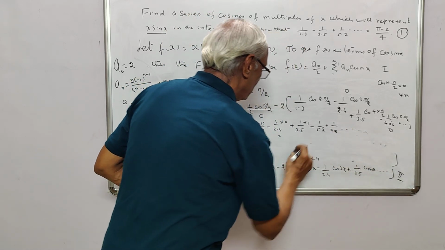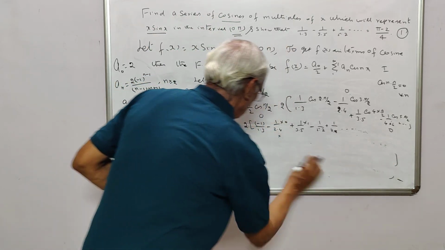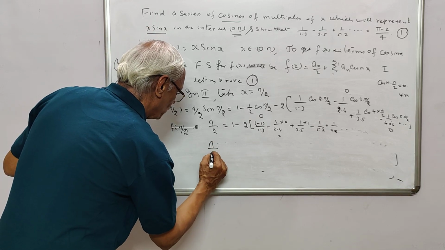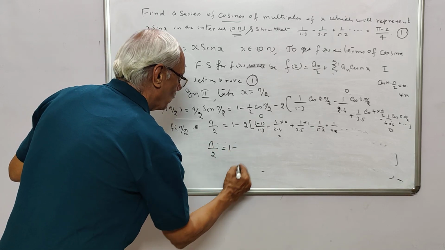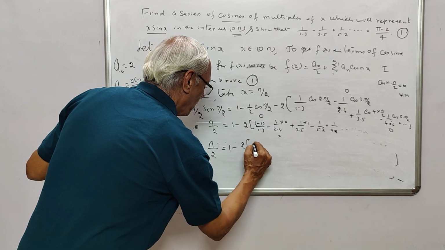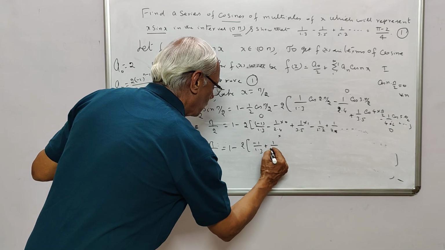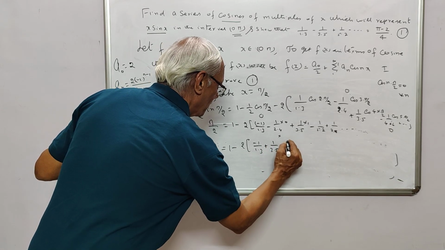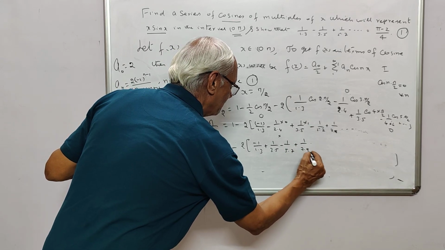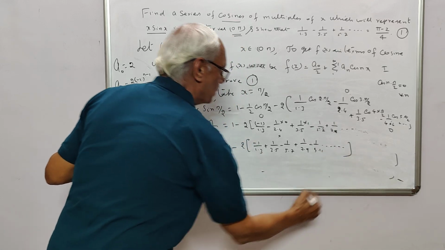So what do you get here now? I'll rewrite this. Pi by 2 is equal to 1 minus 1 by 1 into 3, next 1 by 3 into 5, minus 1 by 5 into 7, plus 1 by 7 into 9, minus 1 by 9 and so on. Like that it goes on.